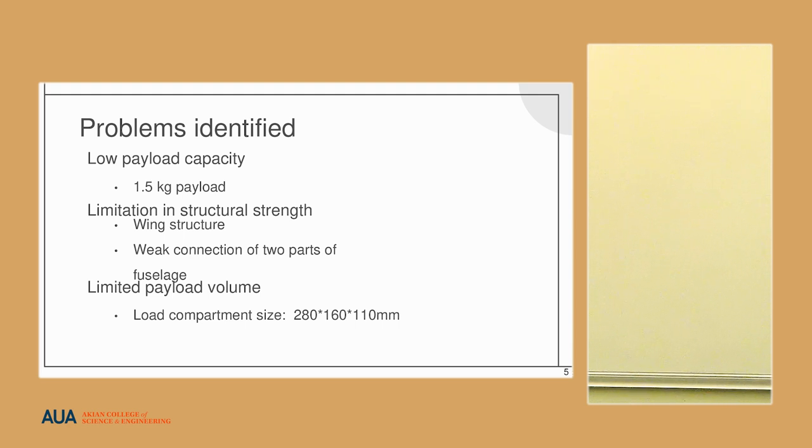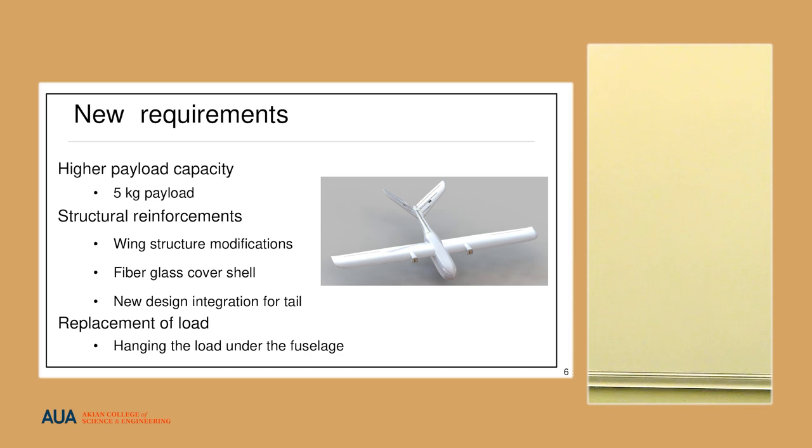So, with that in mind, we decided to set new requirements, which is that the drone that we designed needs to have 5 kilogram payload capacity, and for structural reinforcement purposes, a wing structure modification was applied. With that purpose also, the wing is covered with a fiberglass cover shell, and a new design is integrated for the tail part. We replaced the load from the inside of the fuselage to hang it outside of it, so that the volume is not that limited. Also, the fuselage can be designed narrower if the load is not that big. It won't disturb.